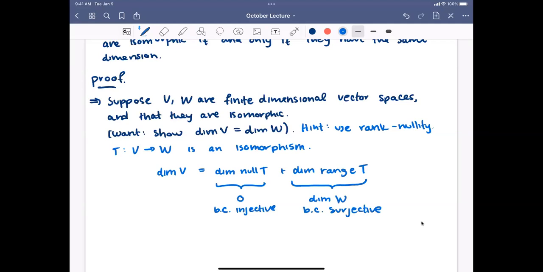Does dim of the range of T have to be exactly equal to dim W? It can't be greater than, so range T is a subspace of W, but also the range is all of W since it's surjective. Yeah, so the dimensions will be the same. Okay, so that finishes this half of the proof. Are there questions about this?